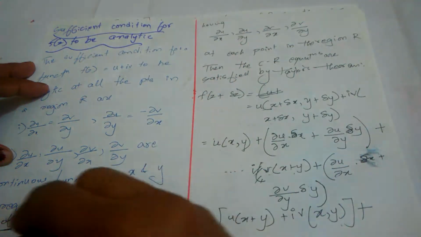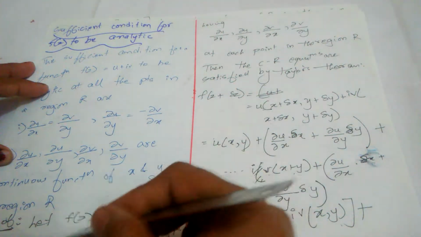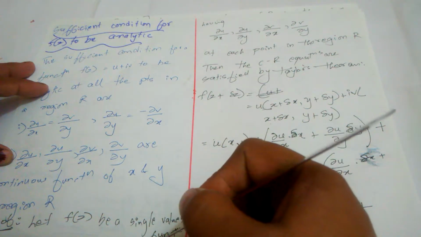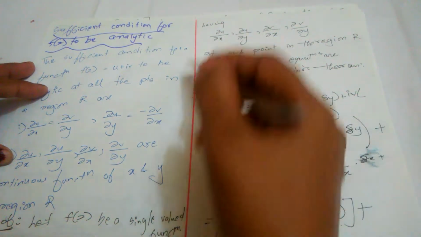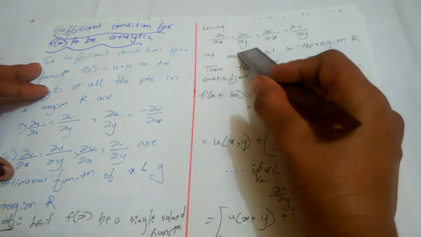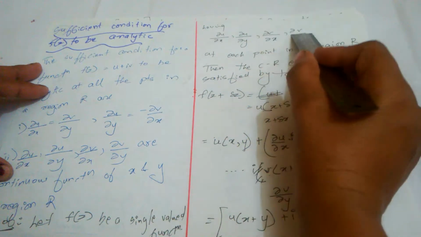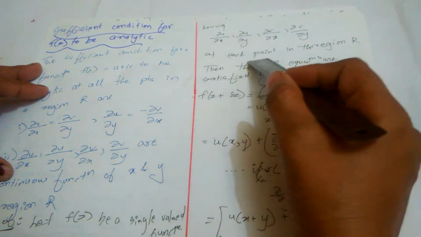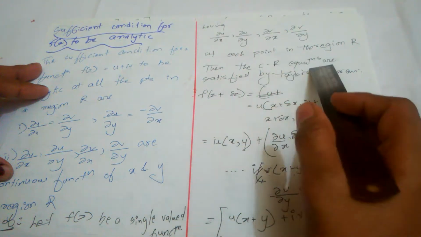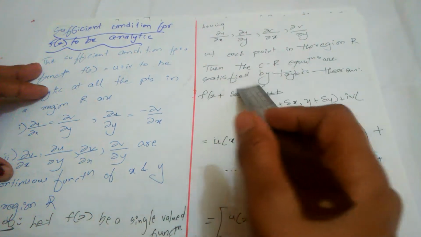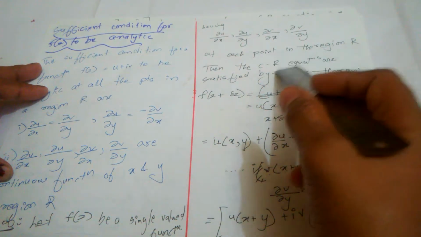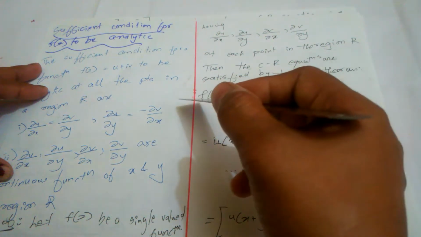As f of z is a single valued function, so we will have ∂u/∂x, ∂u/∂y, ∂v/∂x, ∂v/∂y at each point in a region R. Then the CR equations are satisfied by Taylor's theorem. CR is Cauchy-Riemann equation.